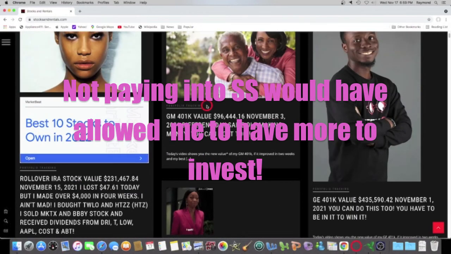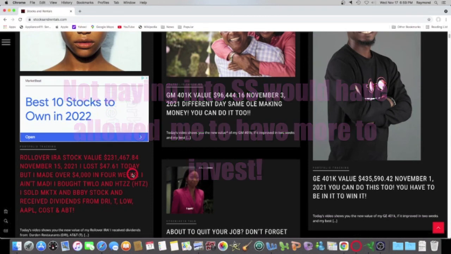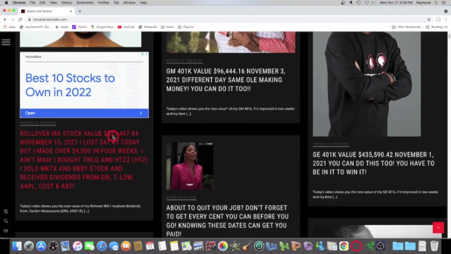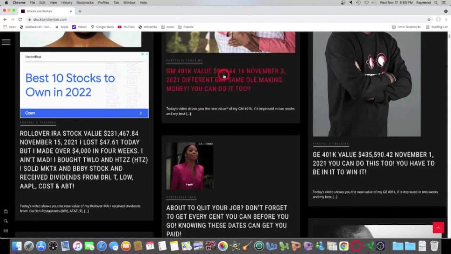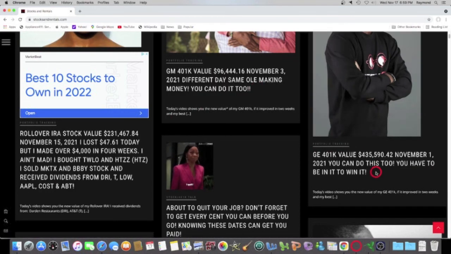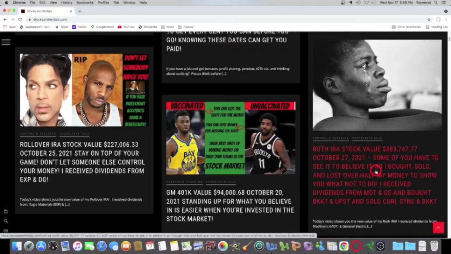But let's look at what I have. If you look at my 4 accounts and add them up, this one has over 231,000. This one has over 96,000. This one has over 435,000. This one has over 383,000. Adding the 4 accounts up, that's over $1 million. And I'm nowhere near retiring.